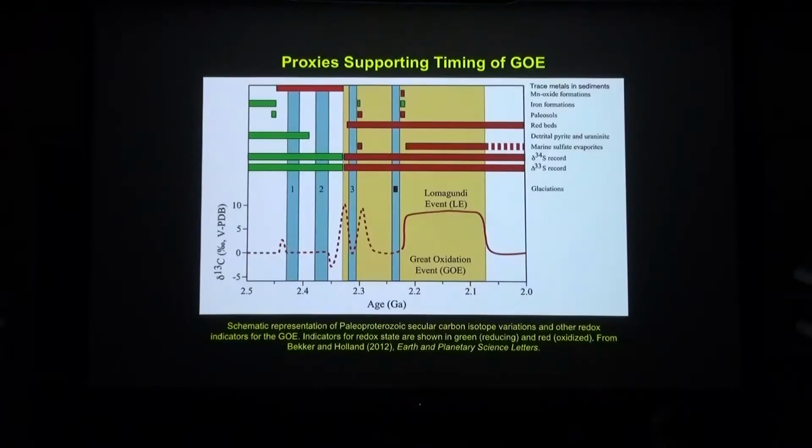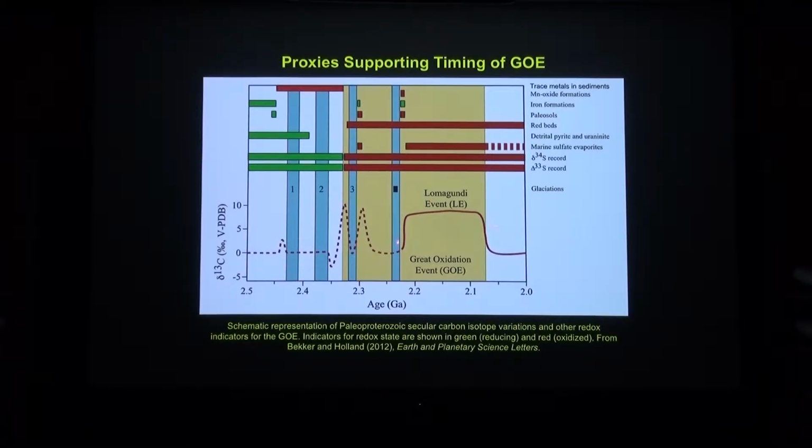Now the GOE itself, the Great Oxidation Event itself, is grounded, in my opinion, in lots of geological observation done over decades of work. And this is just taken from Andre Bekker's summary paper. Essentially, the green represents pieces of evidence that suggest we had a reducing atmosphere or ocean seawater, and the red is oxidizing. And so this is brackets where we start with the GOE, sometime from 2.5 to 2.3.